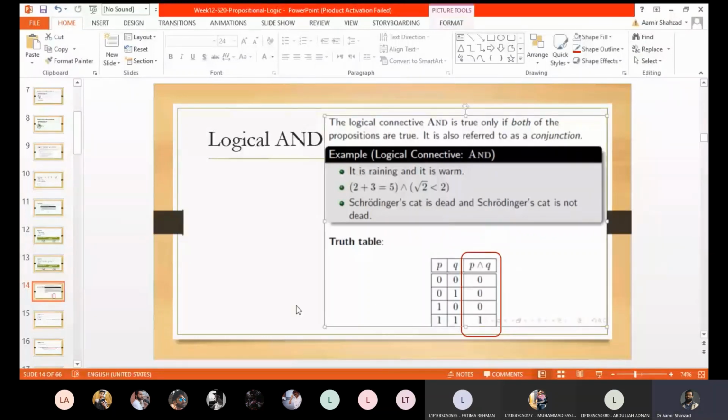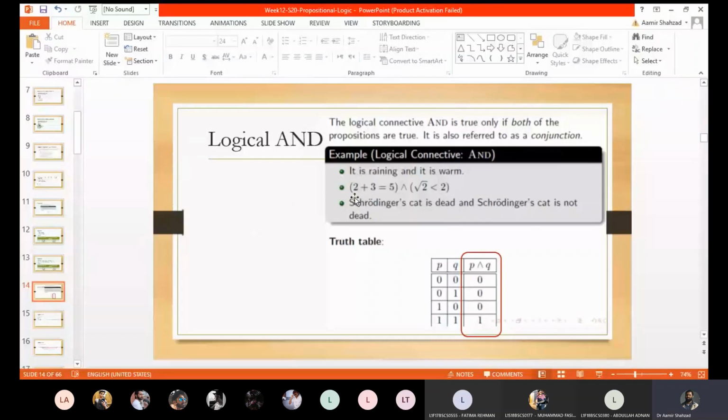So both statements, in certain cases कभी कभार हमारे पास दो से ज़्यादा भी सब statements होती हैं, तो तमाम की तमाम statements जब true होंगी, only then we can say कि conjunction and operation is true.